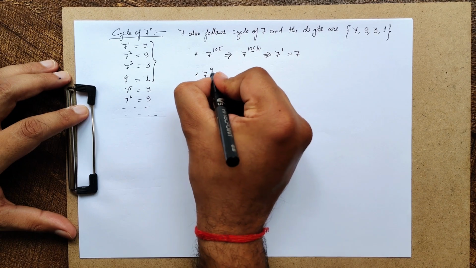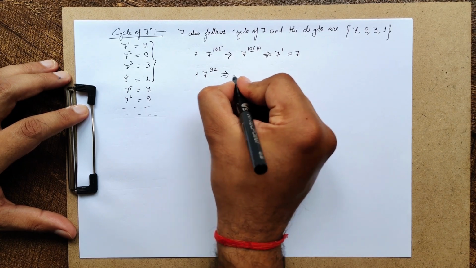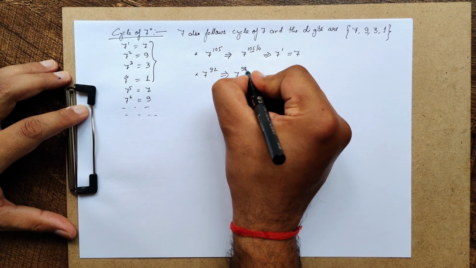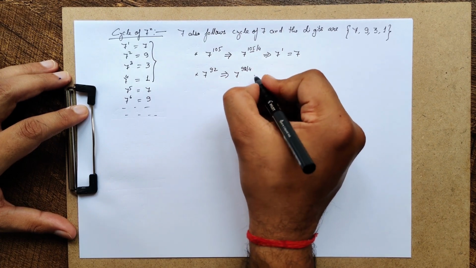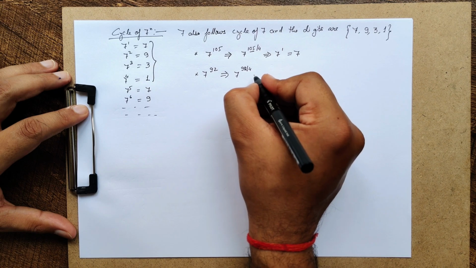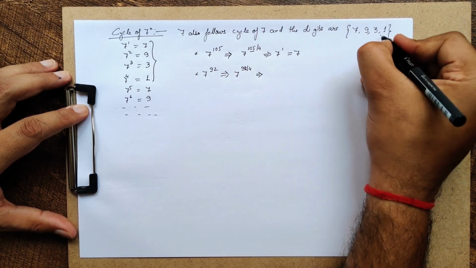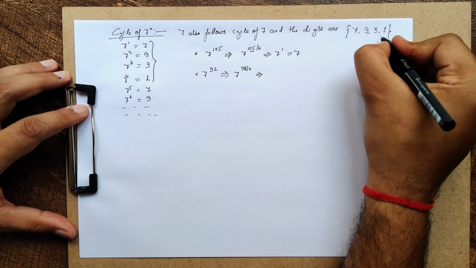Let's take another example, 7 to power 92. Now 7 to power 92 by 4, remainder is 0. So remainder is 0 means the last term of the cycle. So last term of the cycle is 1.